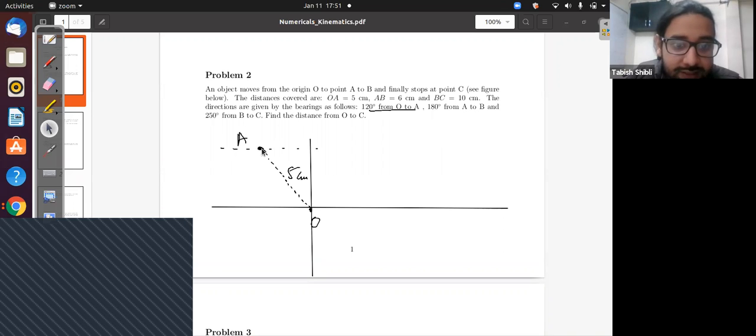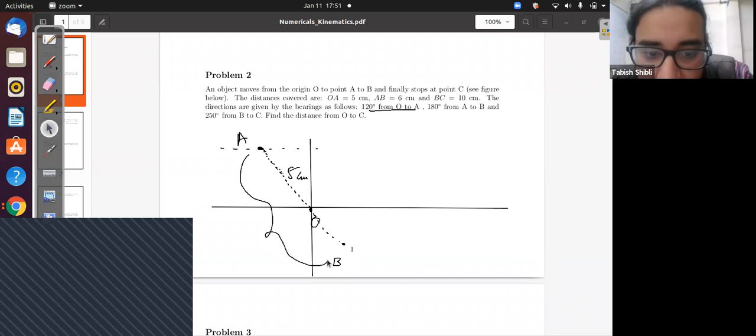Now it goes in which direction? Somebody? It goes right, left, up, down. Sir, opposite direction. Opposite direction as in back. Yes, it goes back to the same line, to here, which is the point B, which is essentially 6 centimeters. So all of this is 6 centimeters, and then it takes a 250 degrees turn and goes to C.